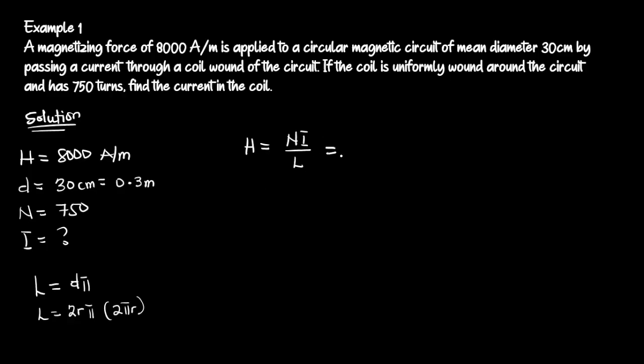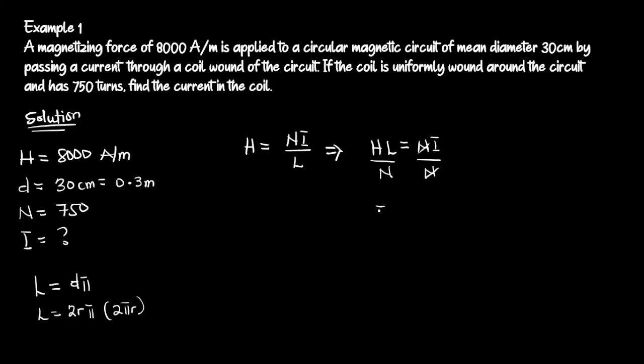So already let's make our current the subject over here, so I will do the substitution very easily. If I cross multiply over here, I will have HL is equal to Ni, and because I want the current I, I'll divide both sides by N, the number of turns.